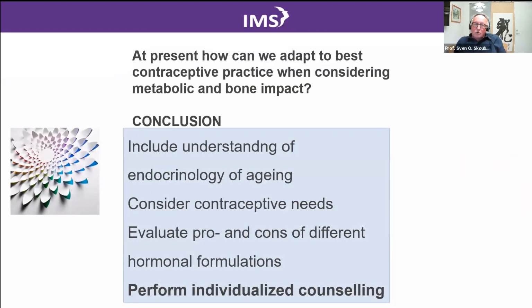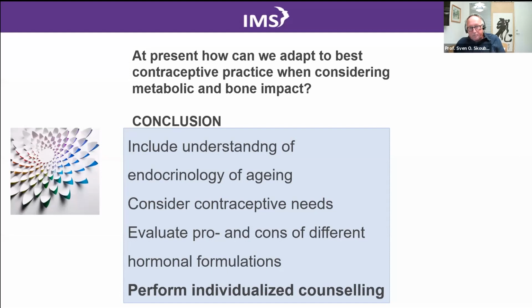So as a conclusion, at present, how can we adapt to the best contraceptive practice when we are considering especially what we have been discussing here, the metabolic and bone impact that could be causally related to comorbidities. When we do that, we have to include understanding of the endocrinology of aging. We need to consider the contraceptive needs that may vary quite a lot during the perimenopausal period for reasons mentioned before. And we have to evaluate pros and cons of different hormonal formulations, which are still the most preferred among the perimenopausal population, despite an increasing use of also the IUDs or the LNG.